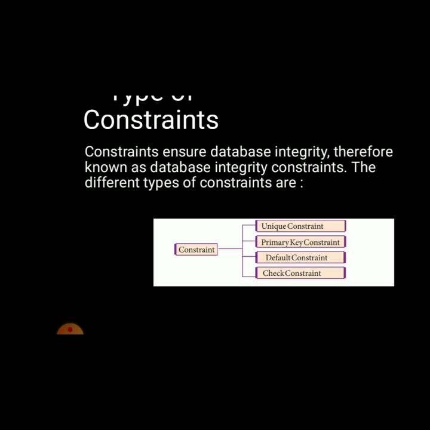Here you can see that the unique constraint and primary key constraint work in a similar way, with only one difference: we can give only one primary key column in a table. Therefore we can use more than one unique key. More than one primary key is not allowed.